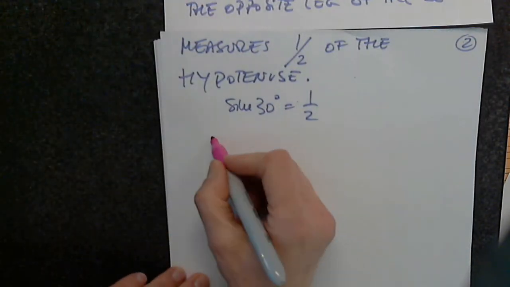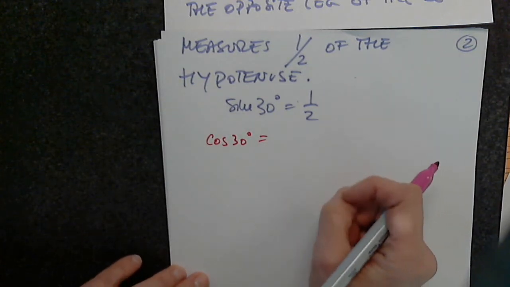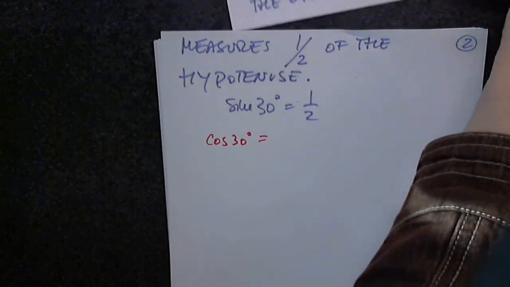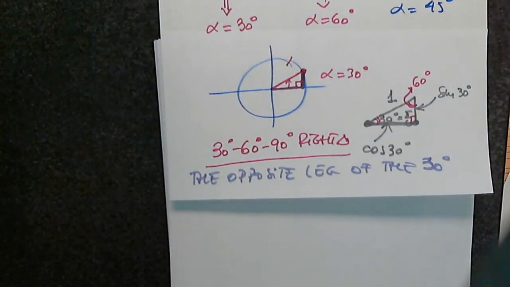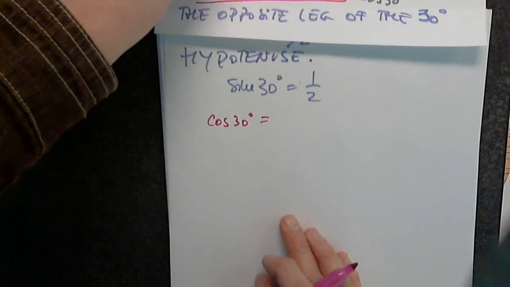So then cosine 30 degrees equals, I will not write plus or minus. Why will I not write plus or minus in this particular case? Because it's in the first quadrant, where I know everything is positive. X-axis and Y-axis are positive. So that's the only reason why I will not write plus or minus.